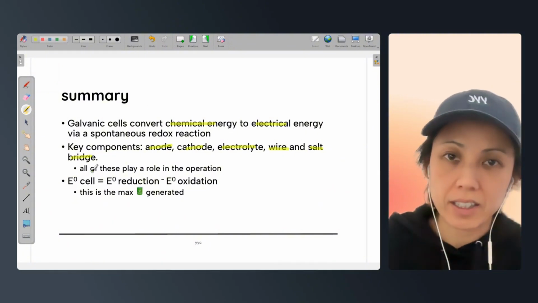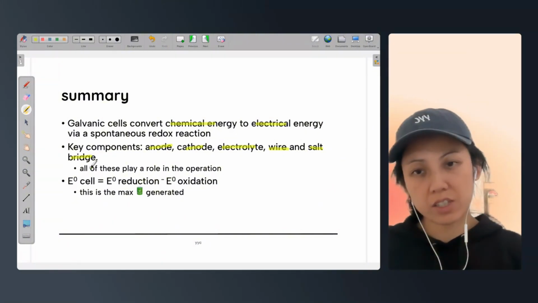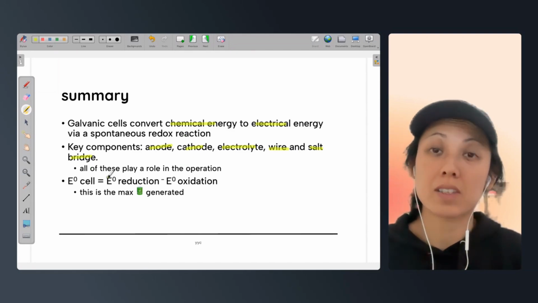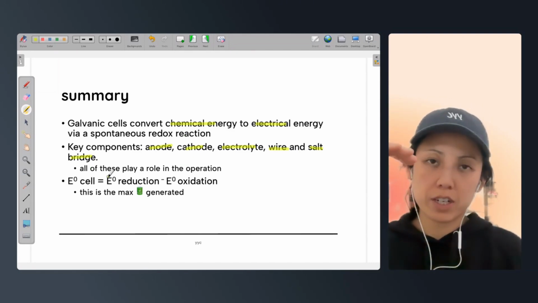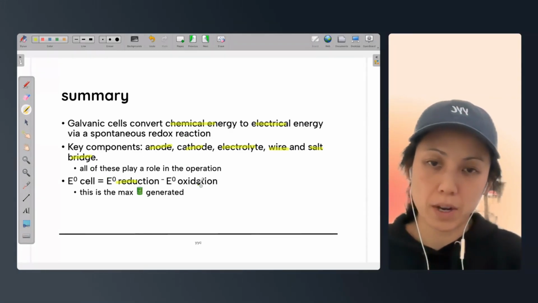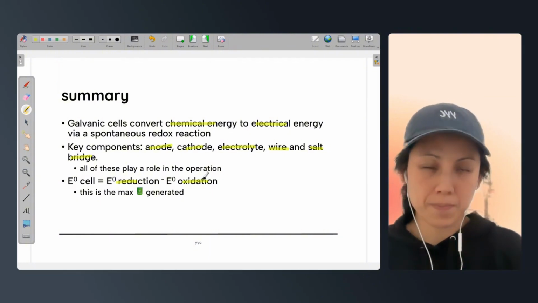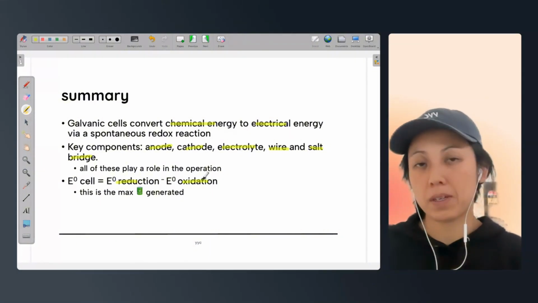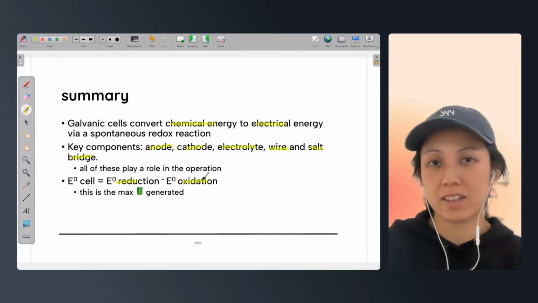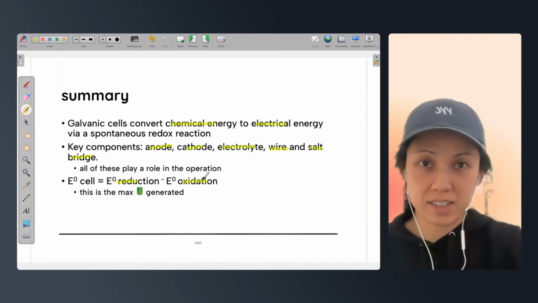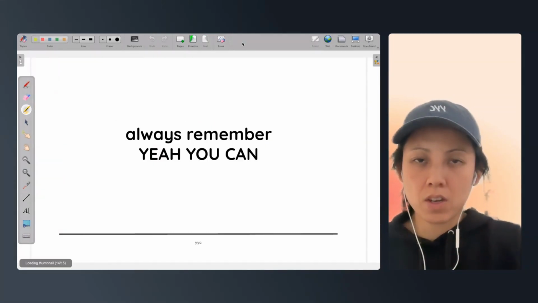If you ever want to calculate the electrical energy that's generated, all you need to do is to figure out the difference between the reduction reaction and the oxidation reaction. So this is a way that you can do that. Just know that that's the maximum amount of electrical energy that can be generated. It's not necessarily always the case that it's going to happen, especially in an experiment that you do in class, different conditions. All right, cool.